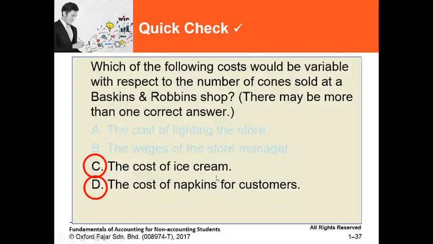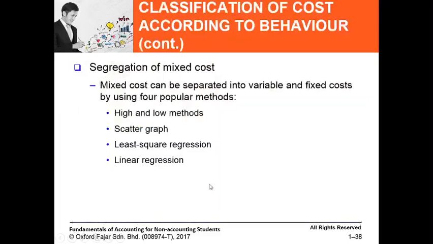The cost of ice cream is a variable cost because the more ice cream you sell, the higher the cost of ice cream that you need to have. And the cost of napkins for customers as well is a variable cost, because the more cones you sell, the more napkins you need to give the customers. Therefore the cost also increases.